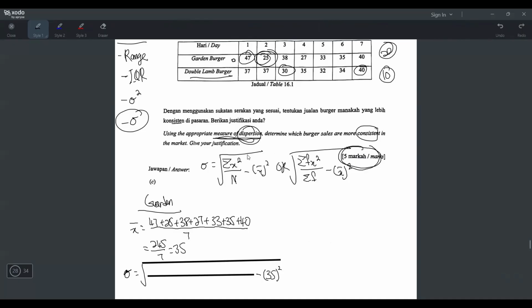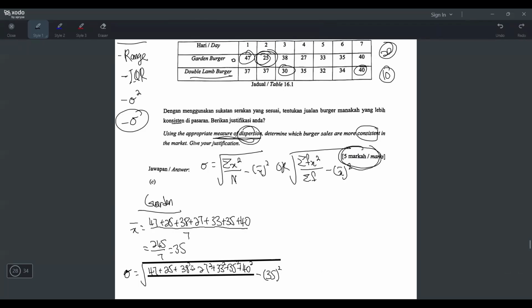I always tell my own students, if you cannot memorize this, you just follow whatever you write at the mean. Just write the same thing, 47 plus 25. Just copy from your mean. But the only thing different here is you have to square all of them.